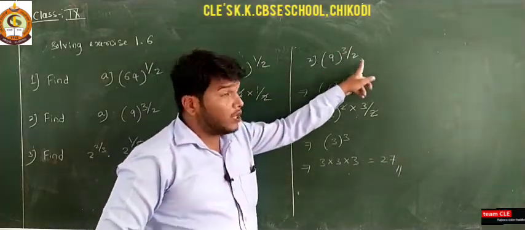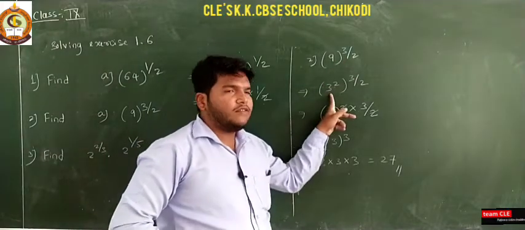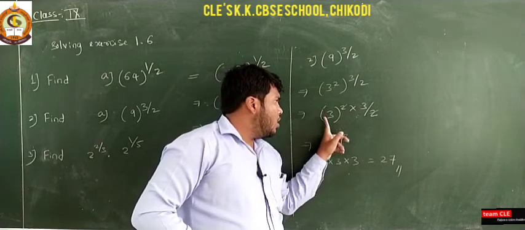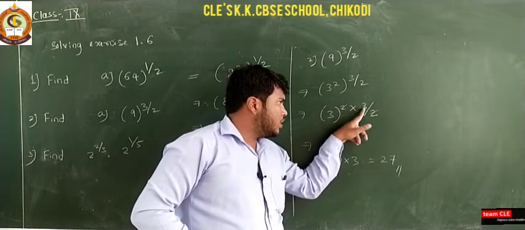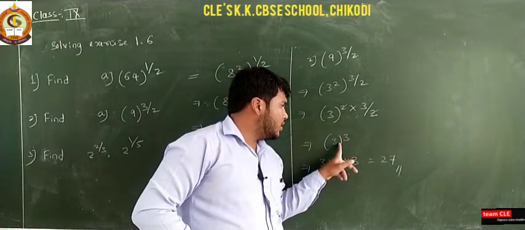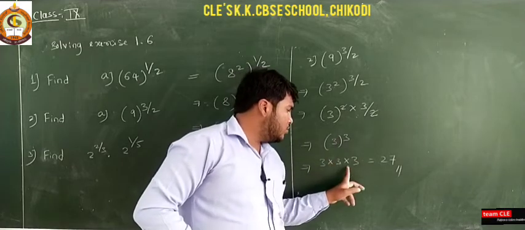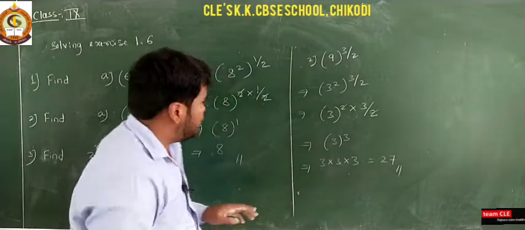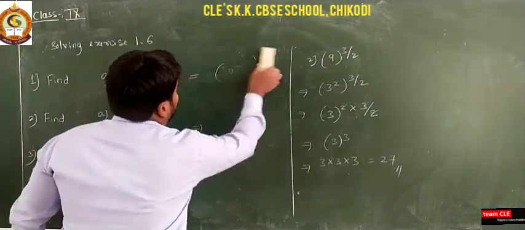First is 9 whole raised to 3 by 2. 9 you can write as 3 square, and remove this 2 outside of the bracket. 3 whole raised to 2 into 3 by 2. 2 and 2 get cancelled. Remaining is 3 cube, so 3 into 3 into 3. 3 3s are 9, 9 3s are 27. So this is the second problem. Note down these problems.